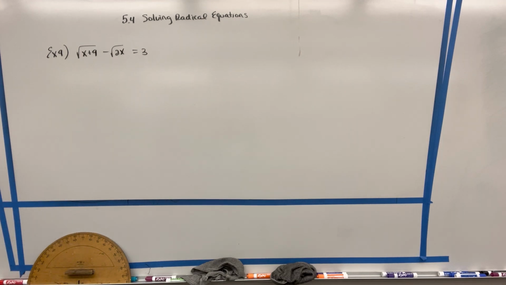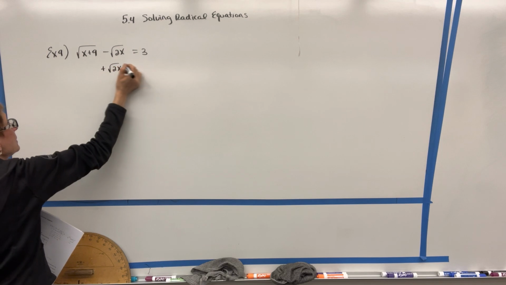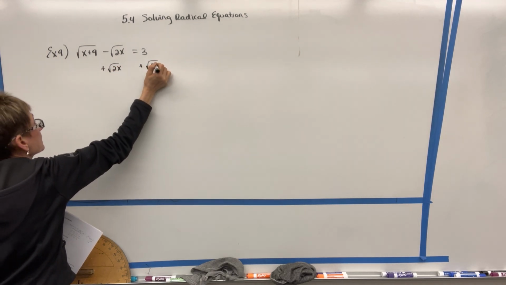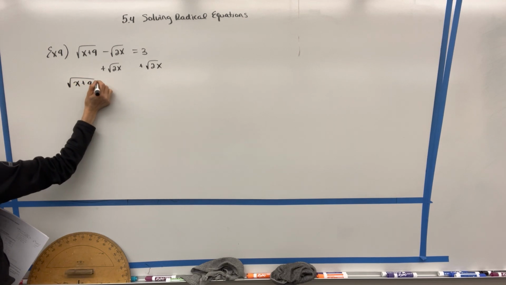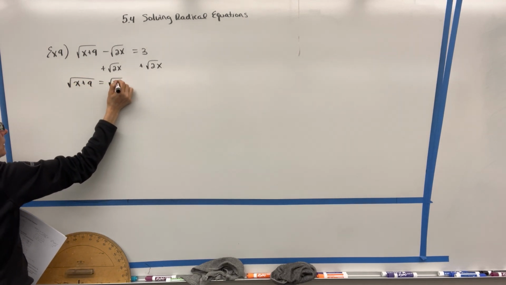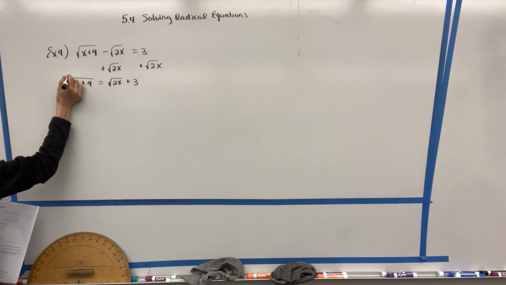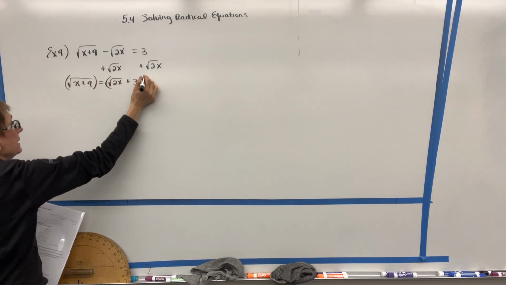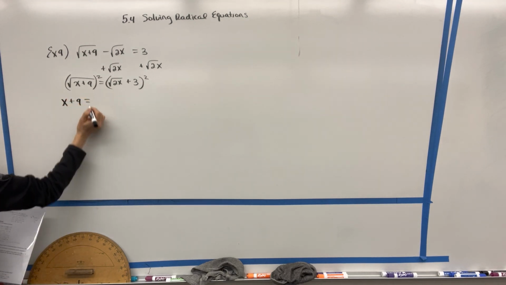So this can be somewhat involved, but what we want to do is get one radical on each side. So I am going to add the square root of 2x to the left, and add it to the right. Now I have the square root of x plus 9 equals the square root of 2x plus 3. I do want to square both sides.